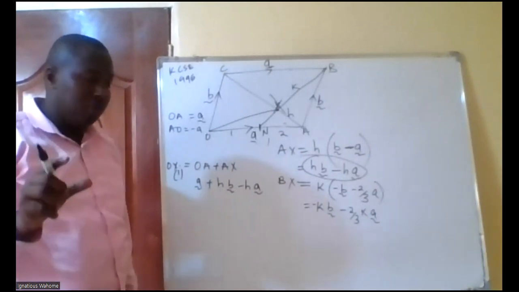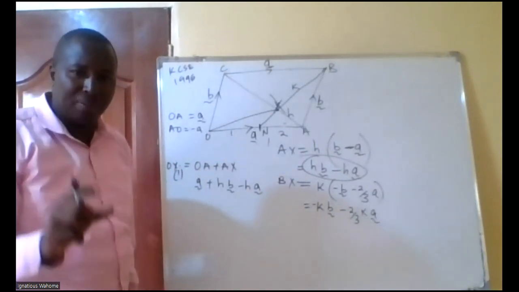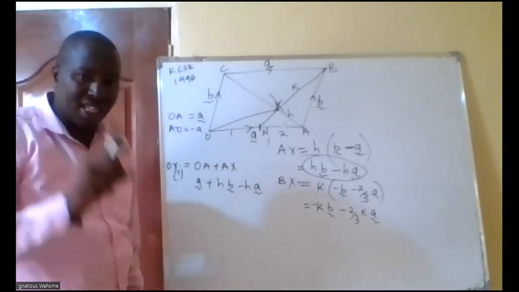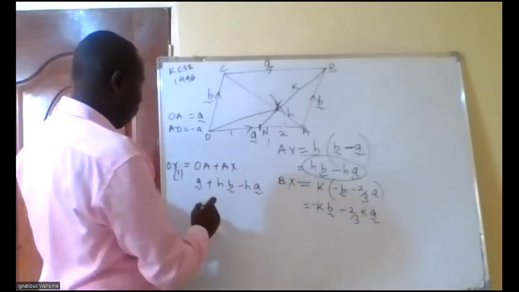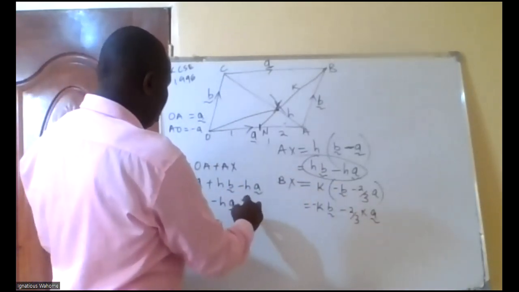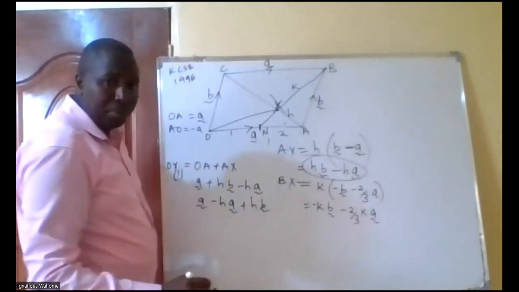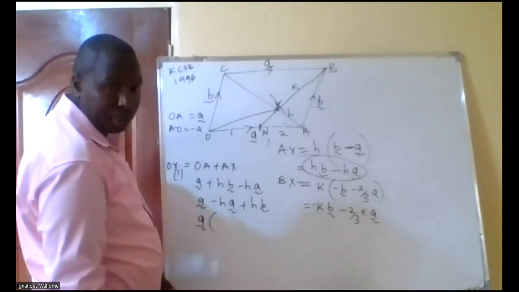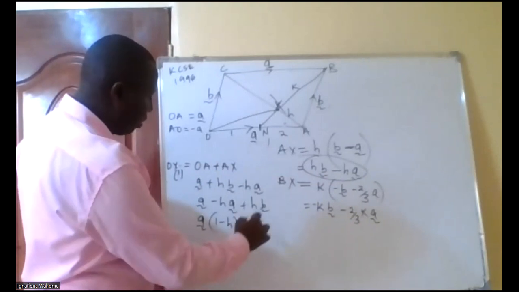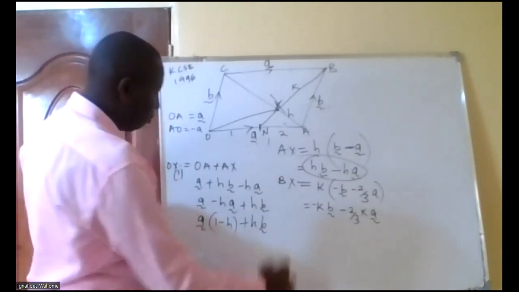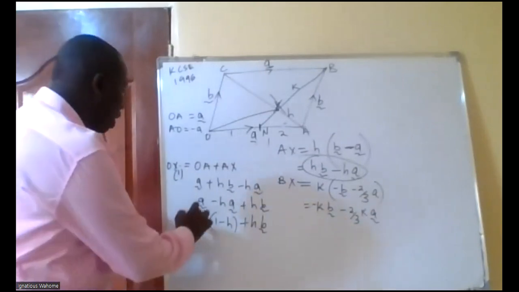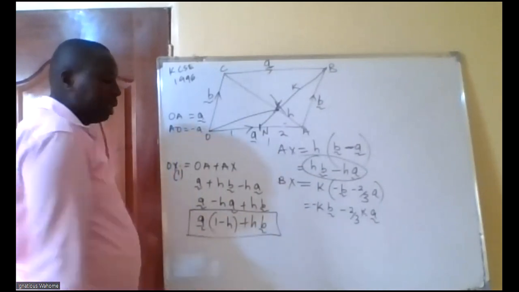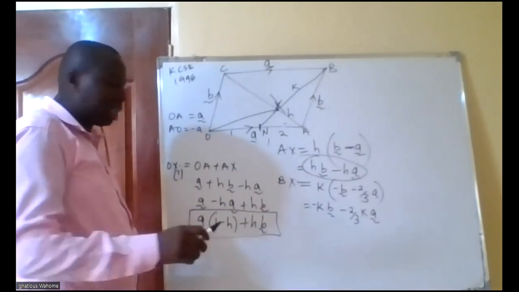Then from there, what do you do? You bring the like terms together, and in this case the like terms are the vectors. So you check vector a and vector a: a minus h vector a plus h vector b. Vector a is common, so factorize and put it outside. Then this becomes 1 minus h vector a plus h vector b. And this is your OX1.